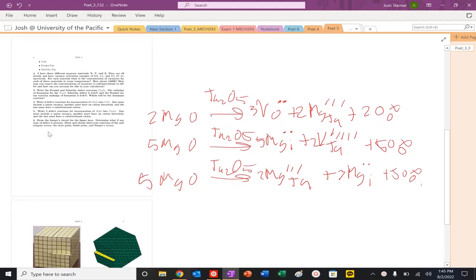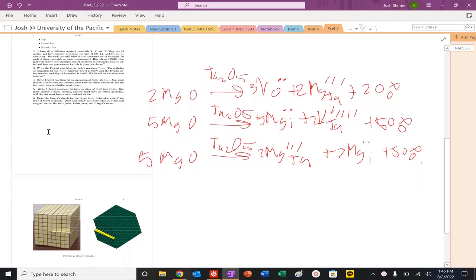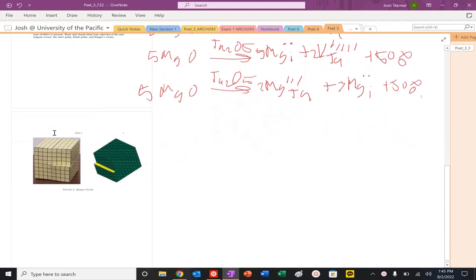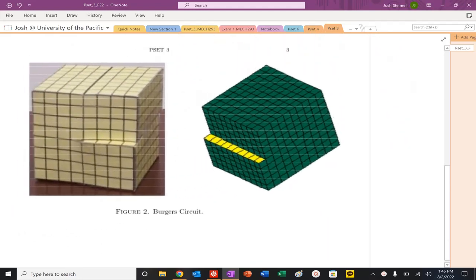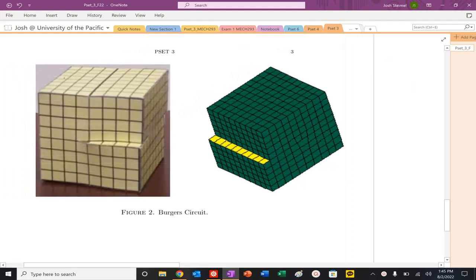All right, and then finally, draw the Burgers circuit for the figure here, determine presence, selection of the unit tangent vector, start, finish, all that good stuff. Okay, so let's zoom back in here. I don't see anything on this plane where there's a defect, can't really see over here, so I'm going to use this. My tangent vector is going to be pointing out of the board here, so I'm going to pick the start of my circuit. Remember, I want to be selective here, so I'm going to go here, and I'm going to go right-hand circuit, so that's my start.